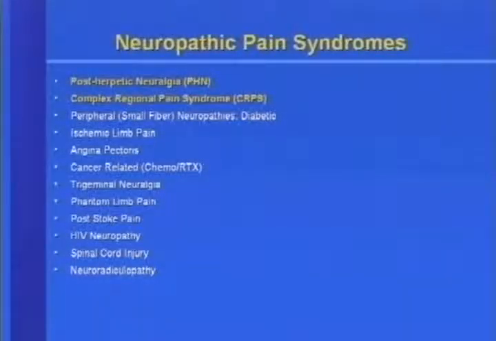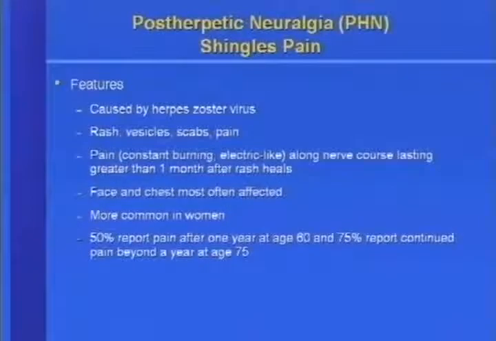There are multiple neuropathic pain syndromes. I'd like to talk about two in particular, postherpetic neuralgia and complex regional pain syndrome, simply because we typically perform more interventions, procedures on those types of patients. And there is some evidence that I'd like to discuss with respect to the efficacy of procedures for these two syndromes. Postherpetic neuralgia is shingles-related pain, and it's caused by herpes zoster.